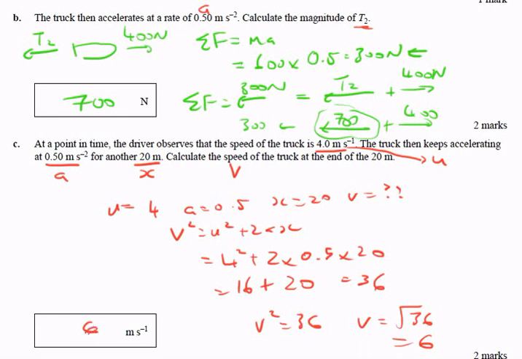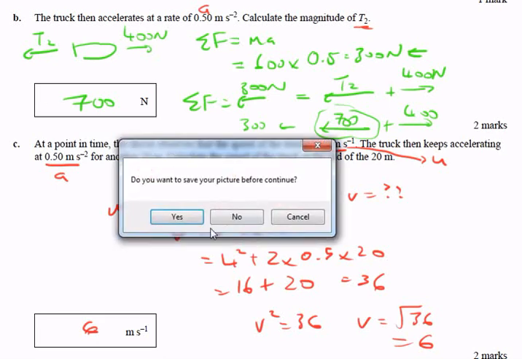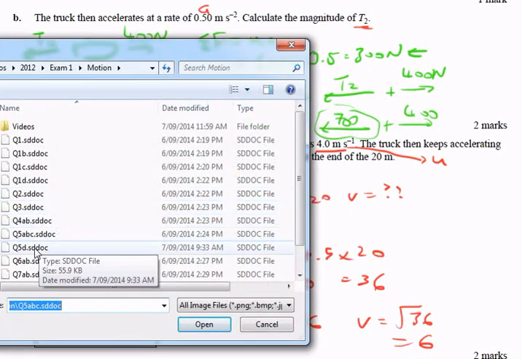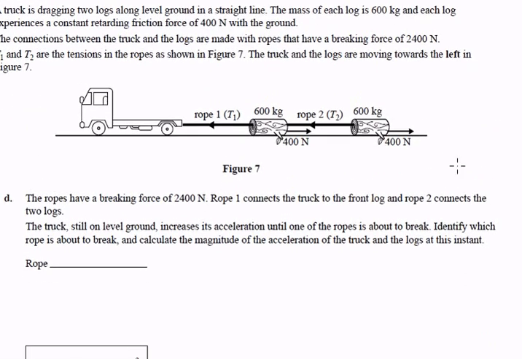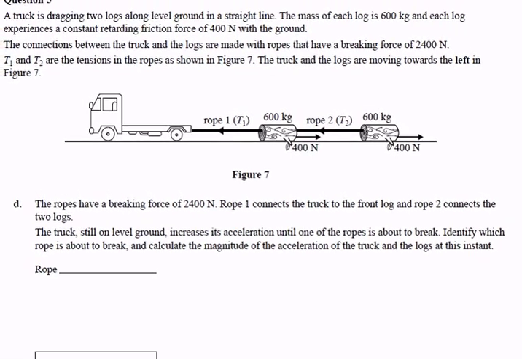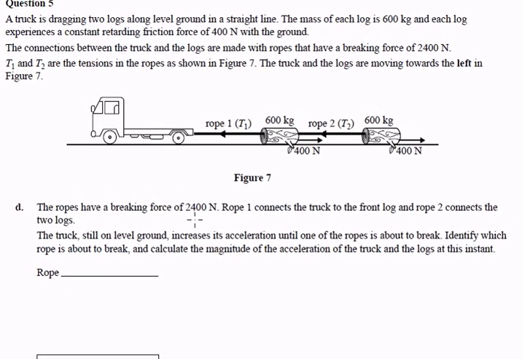And the last one of this series, 5D. Right, I've copied and pasted the picture again and the instructions of what's going on. The 2 ropes have a braking force of 2,400 newtons. Rope 1 connects here, rope 2 connects here. The truck, still on level ground, increases its acceleration until one of the ropes is about to break. Identify which rope is about to break and calculate the magnitude of that acceleration.